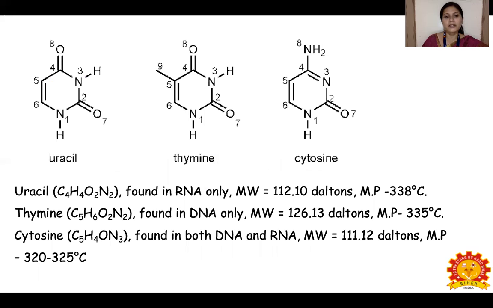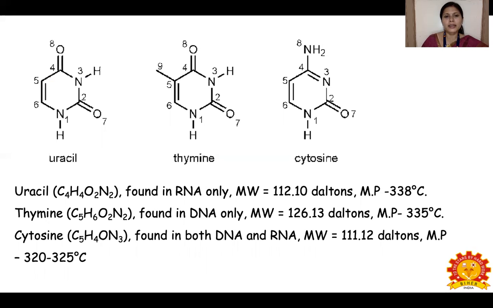So uracil is C4H4O2N2. It is found only in RNA, with molecular weight around 112.10 daltons and melting point 338 degrees centigrade. Thymine has molecular formula C5H6O2N2. It is found in DNA only, with molecular weight around 126.13 daltons and melting point around 335 degrees centigrade. Cytosine has molecular formula C5H4ON3, and it is found in both DNA and RNA, with molecular weight around 111.12 daltons and melting point around 320 to 325 degrees centigrade.